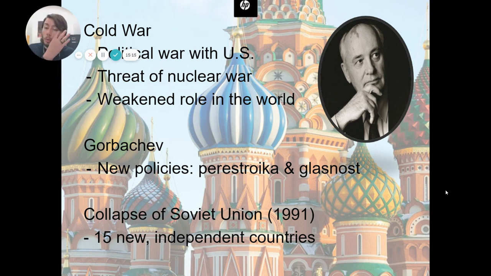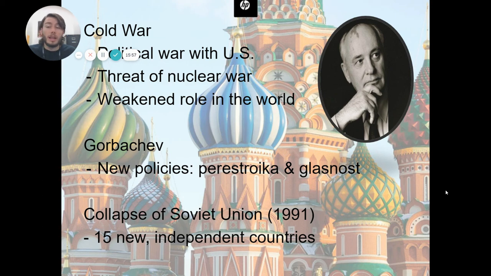So the Cold War weakened the Soviet Union's role in the world because everyone was looking at them like, ooh, they can't quite keep up with the United States. So eventually Gorbachev becomes the leader of the Soviet Union, and he realizes that things are not going well, and he implements these policies called perestroika and glasnost. Essentially, he wanted to open up the country to free market. He wanted a free market capitalist system, and he wanted to ease relations with other countries and try and develop through trade and create more choices and options for people in the Soviet Union. But it was far too little too late, and the Soviet Union collapsed in 1991.